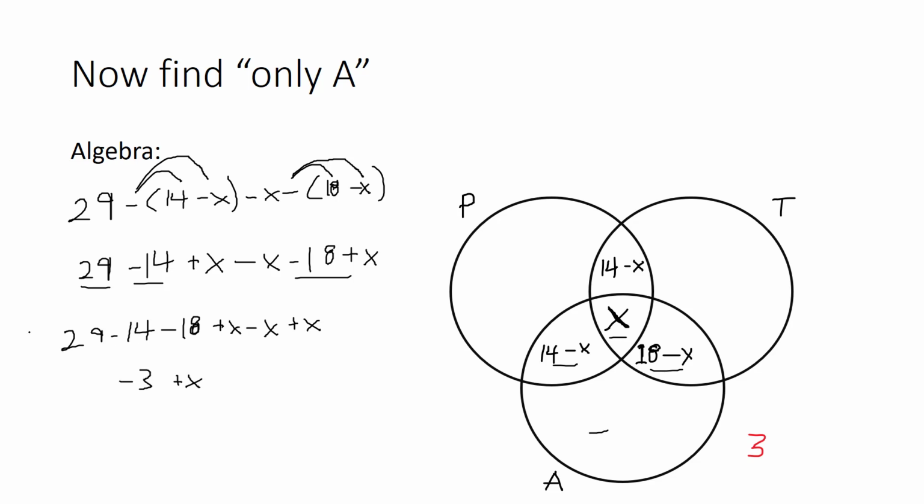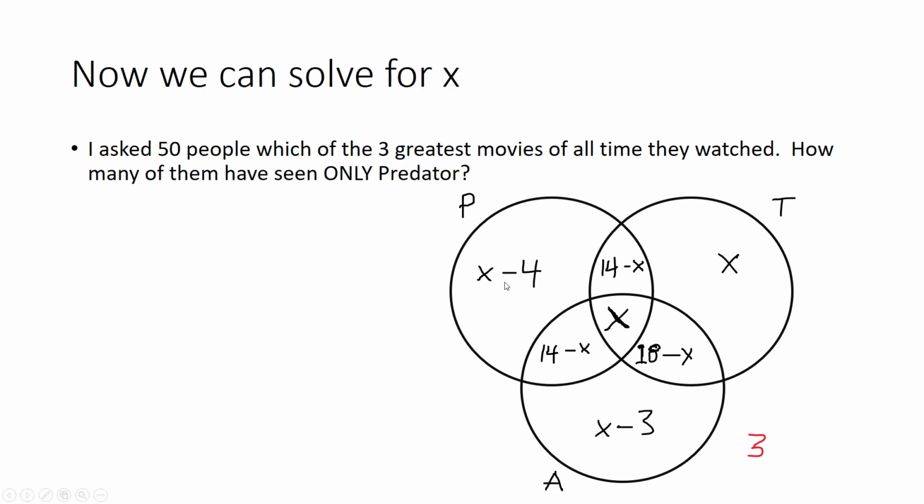-3 plus x. Double check that on the calculator. Yeah. Okay, perfect. So that'll be x minus 3. Now, having gone through all of that work, finally we can solve for x.